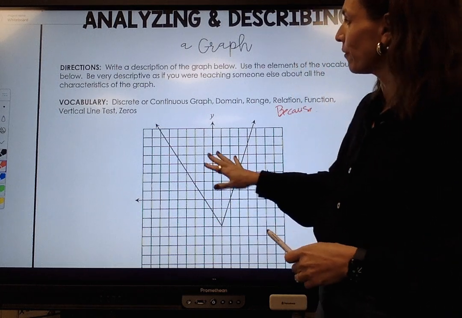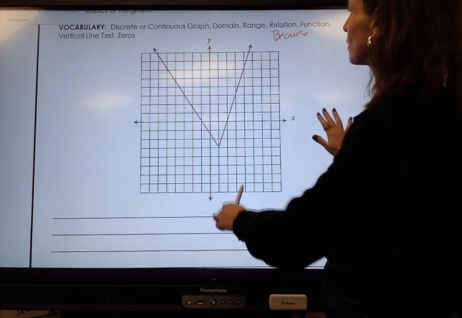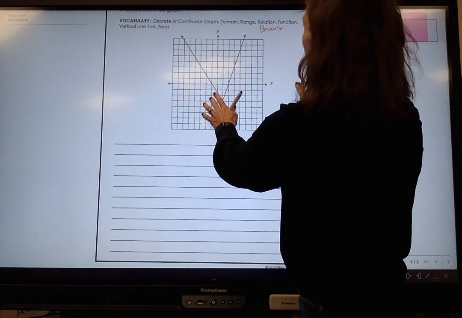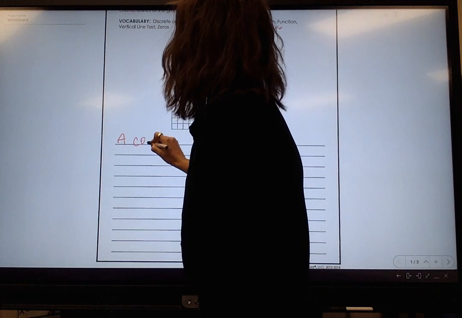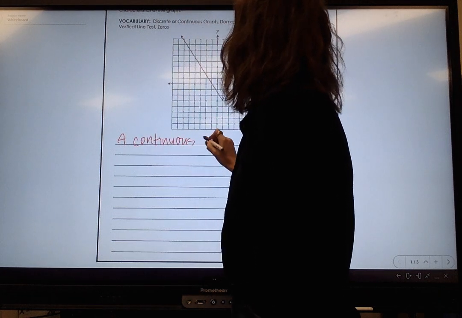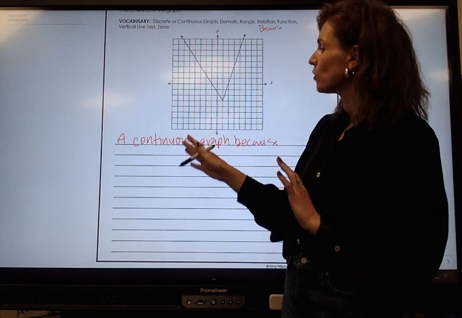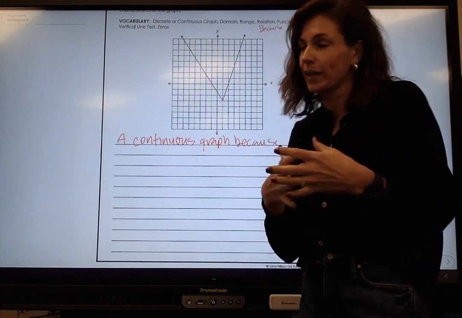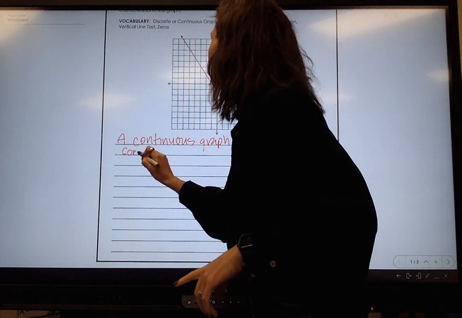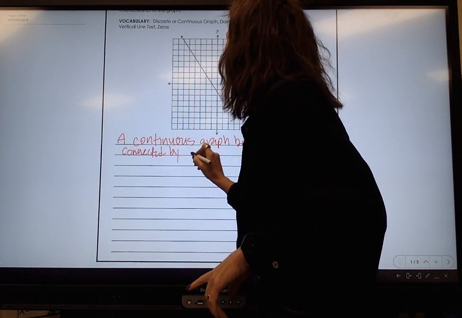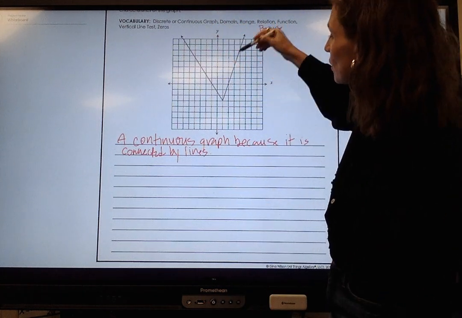So if I look at this graph and I say, all right, is it a discrete or continuous graph? These are my vocabulary words. I'm going to do this so you can see my graph. You are going to say this is a continuous graph because. So we know it's a continuous graph. Why? Because it's connected by lines and points. So it is a continuous graph because it is connected by lines. Okay, so all these points, it's connected, it's fluid.